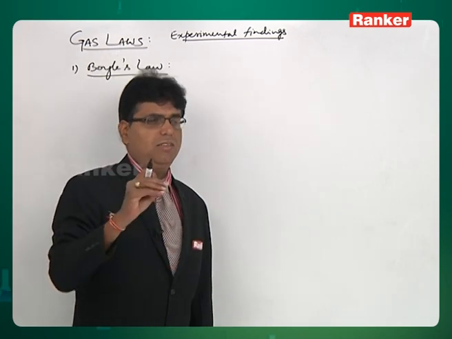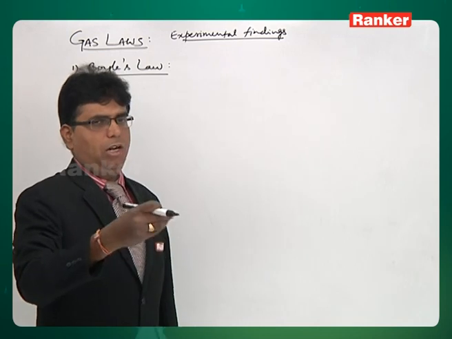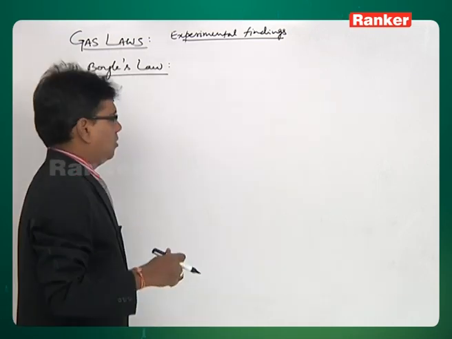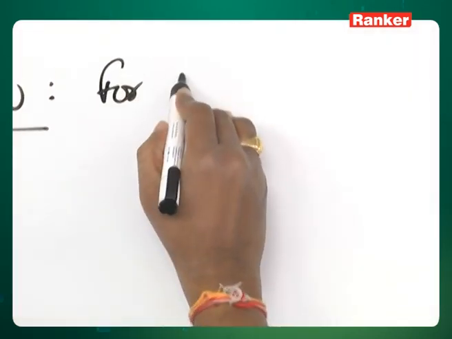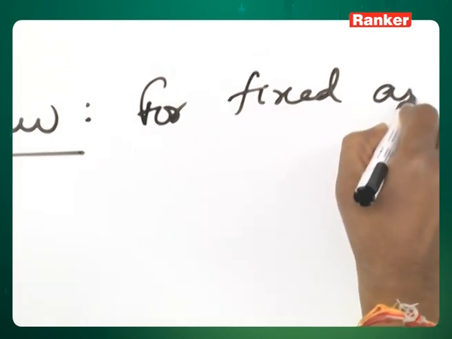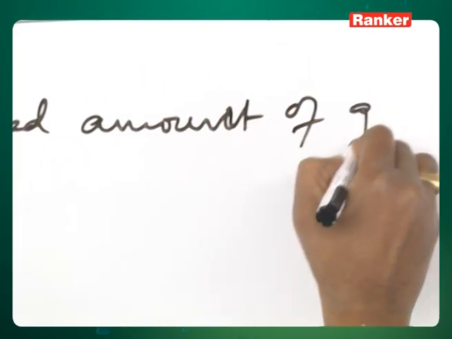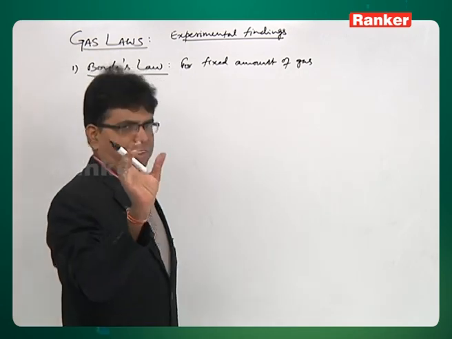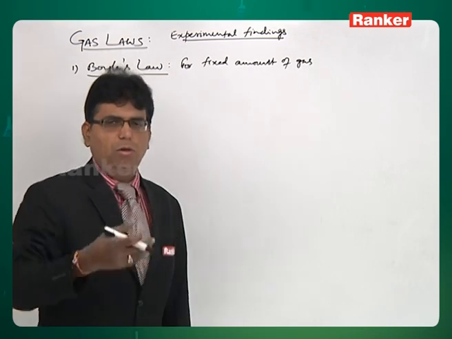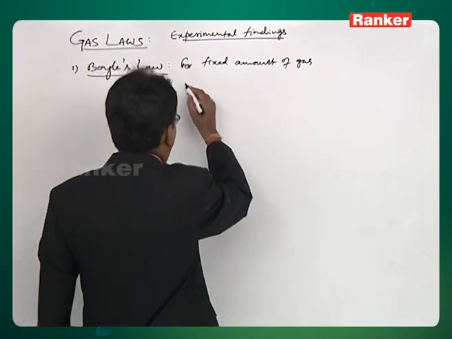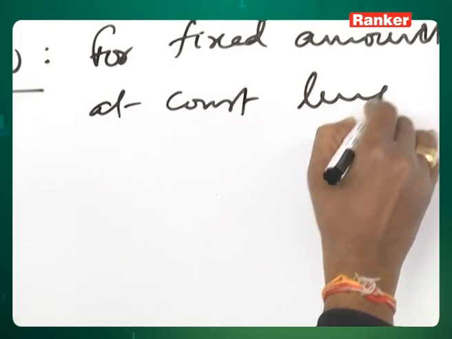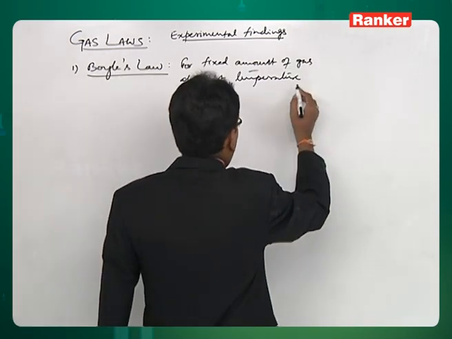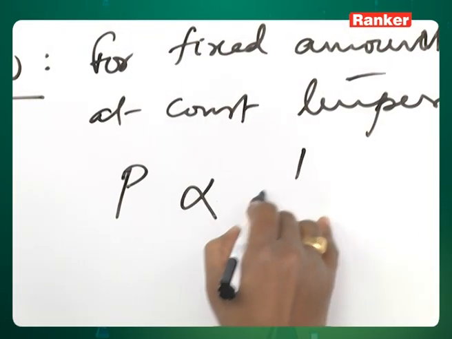Robert Boyle has given this law based on the observations he made for a given amount of gas at constant temperature. The observations are that for a fixed amount of gas, say certain x grams of gas or n moles of a gas, any fixed amount, maybe 10 grams, 100 grams or 1 mole, half mole, any amount of gas, at constant temperature, that means the temperature of the gas is kept constant, it is observed that the pressure exerted by the gas is inversely proportional to the volume that it occupies.